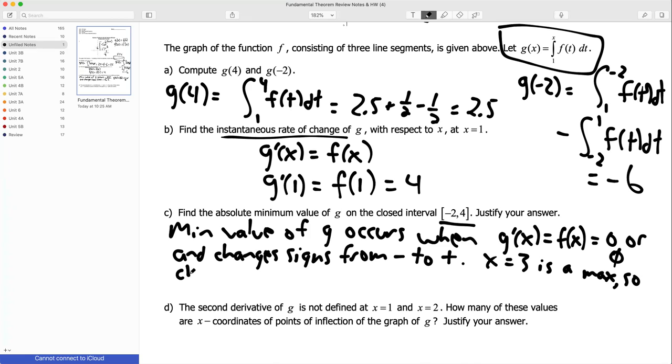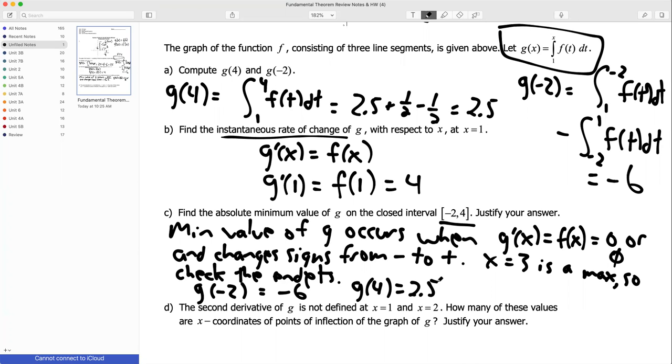So we are going to check the endpoints. So we want G of -2. And we just found G of -2 in part A. G of -2 is equal to -6. And the other endpoint is at 4. So G of 4 is equal to 2.5, which we found in part A. Therefore, -6 is lower than 2.5. So the absolute minimum value occurs at -2.